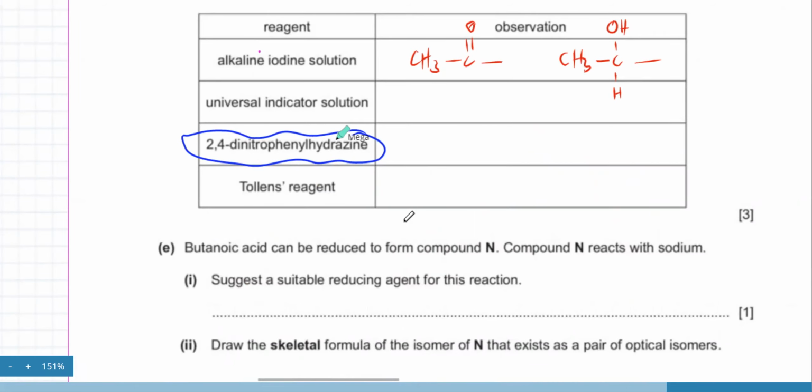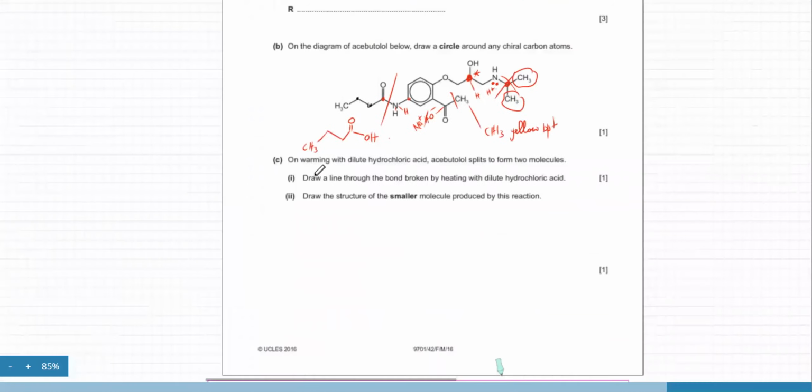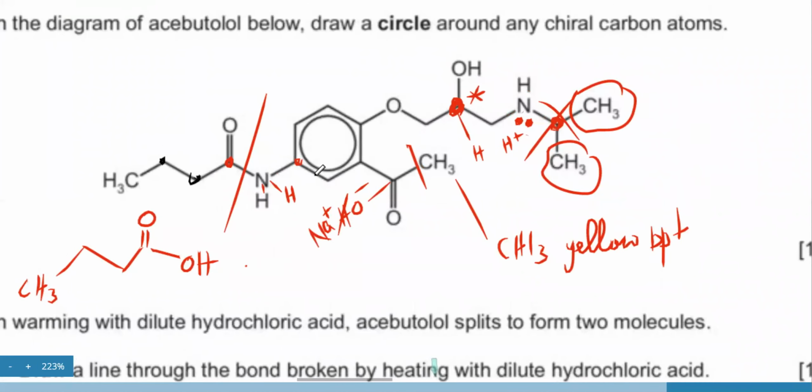And where was Tollens' used? Aldehydes would change into carboxylic acid. Like primary alcohol would change into aldehyde, and aldehyde would get further oxidized to carboxylic acid. So to oxidize aldehydes, you would use Tollens' reagent, which would give you a silver mirror. So this is definitely not an aldehyde. I don't see an aldehyde anywhere. This means no reaction would happen in this case.